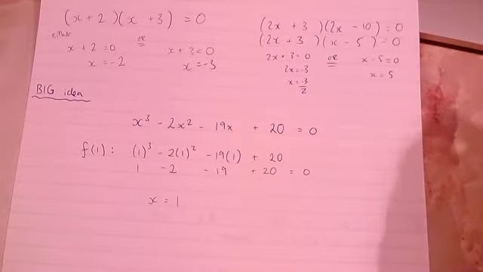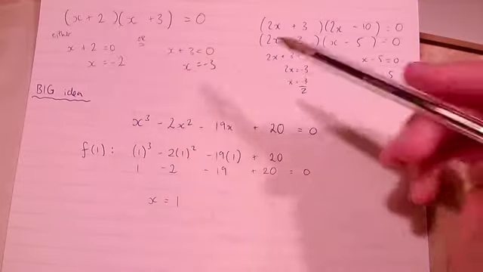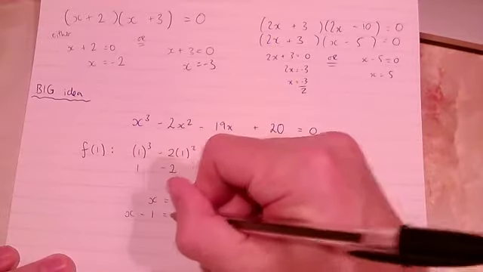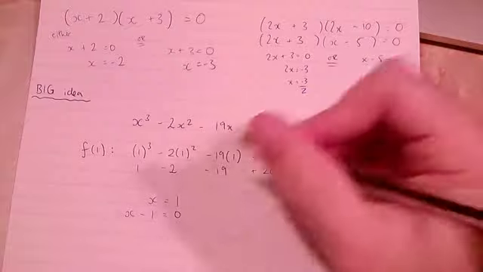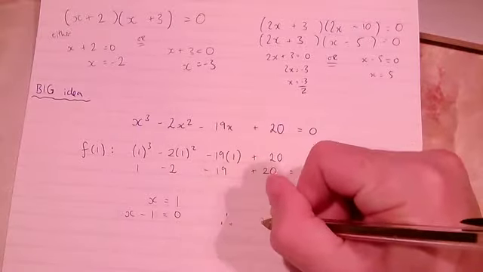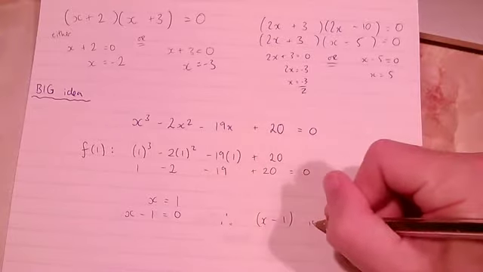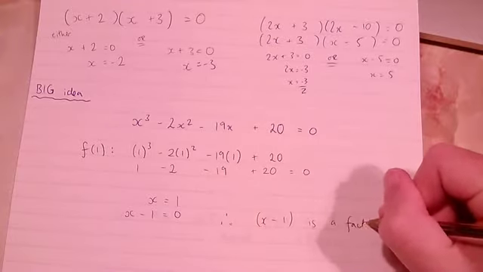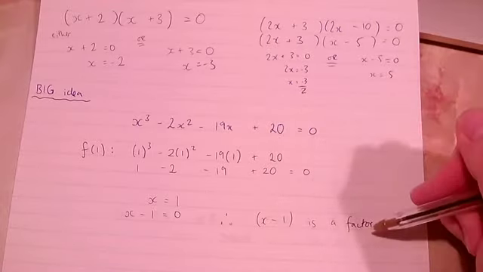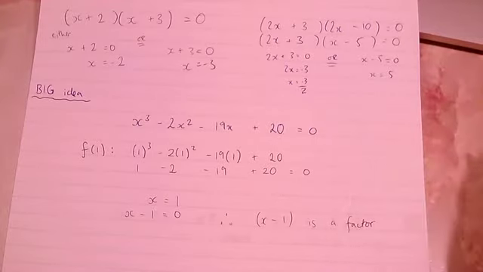But what I want to do is get it in a bracket form like I had before. So I'm going to take over this positive 1 to become a negative 1, say x minus 1 equals 0, and then I can say therefore x minus 1 is a factor. Now it's a factor because it subs into that and that goes to 0. If it went to any other number, it wouldn't be a factor. A factor divides something, leaving no remainder.